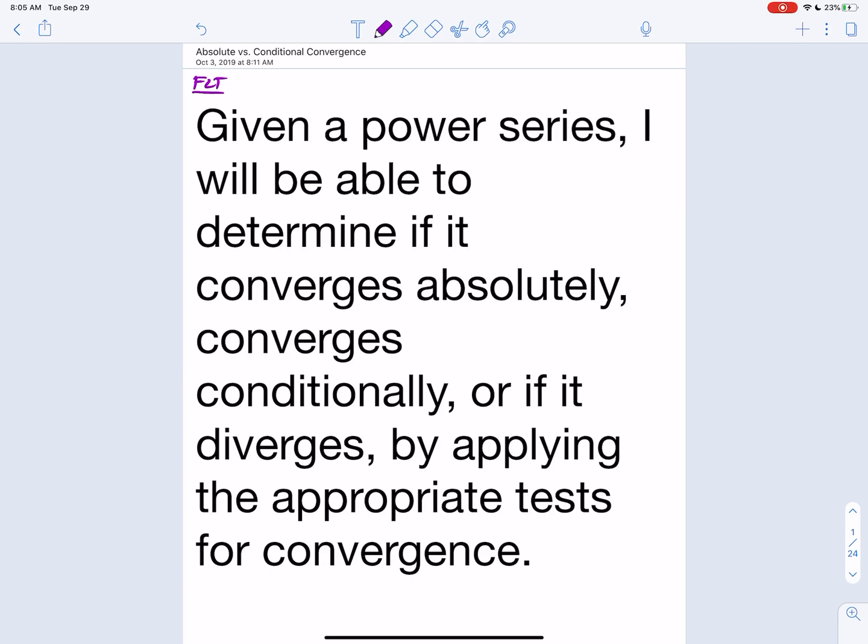So, given a power series, you're going to be able to determine if the series will converge absolutely, conditionally, or if it just diverges, okay? And how is this any different from what we've been doing before with all of the other tests, right? In a nutshell, it really isn't any different, okay? It's just a very strategic way of finding out if something converges or not, okay? And I'll show you what I mean by strategic.